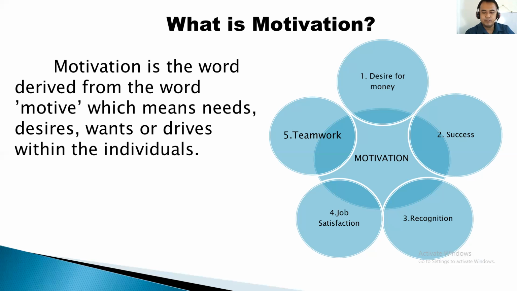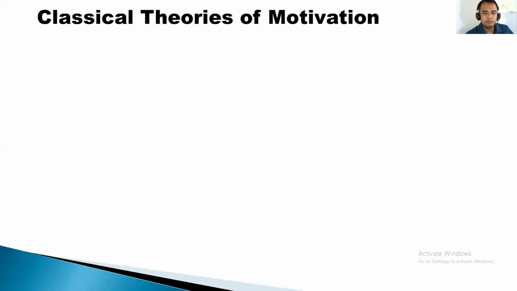Okay, there are three classical theories of motivation. The first one is Maslow's hierarchy of needs theory. The other one is Herzberg's two-factor theory, which will be discussed later on. And the third is Theory X and Theory Y. We have identified three for you to easily remember.